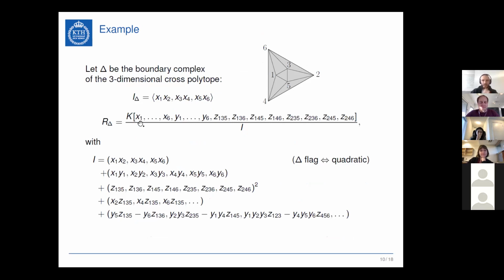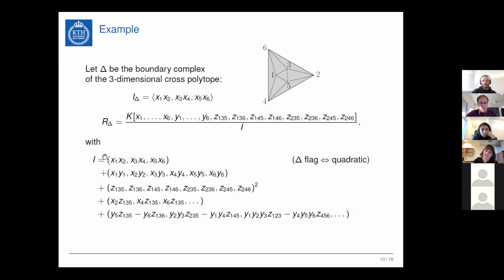So here's an example. I will consider delta to be the boundary complex of the octahedron, so the three-dimensional cross polytope. This is the Stanley-Reisner ring. This is the Stanley-Reisner ideal. And now we construct the algebra R of delta. So we have 6 + 6 + 8, so 20 variables: 6 for the vertices and 8 for the facets. And then the ideal defining this algebra is the sum of these pieces.